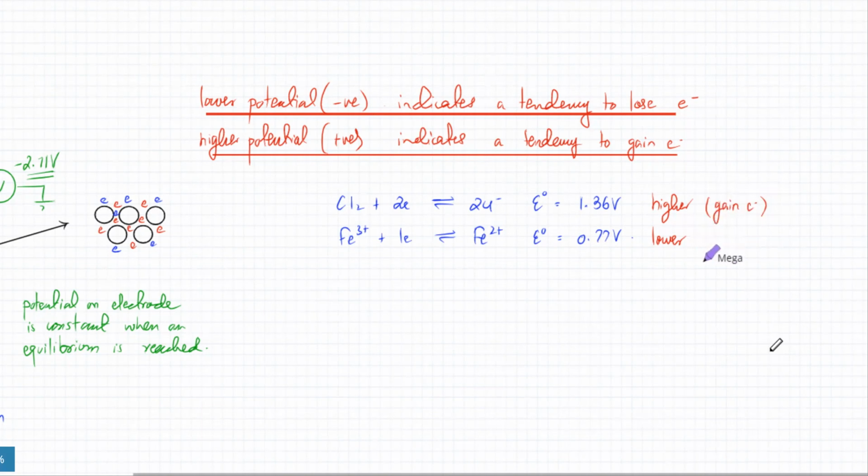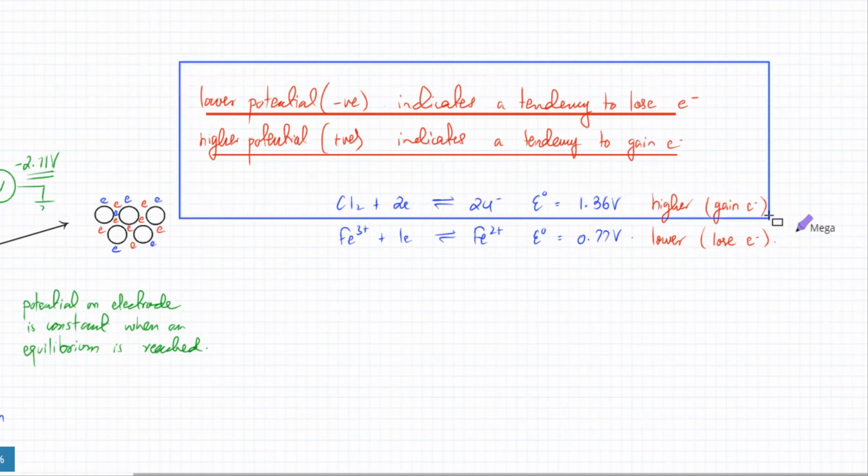So you can also state it the other way around, that this one basically wants to lose electrons. Remember, in a redox reaction, if one has a higher tendency to gain electrons, it's going to gain electrons. So the other substance would have to lose electrons. It's got no choice anymore. Is that clear? Yes.